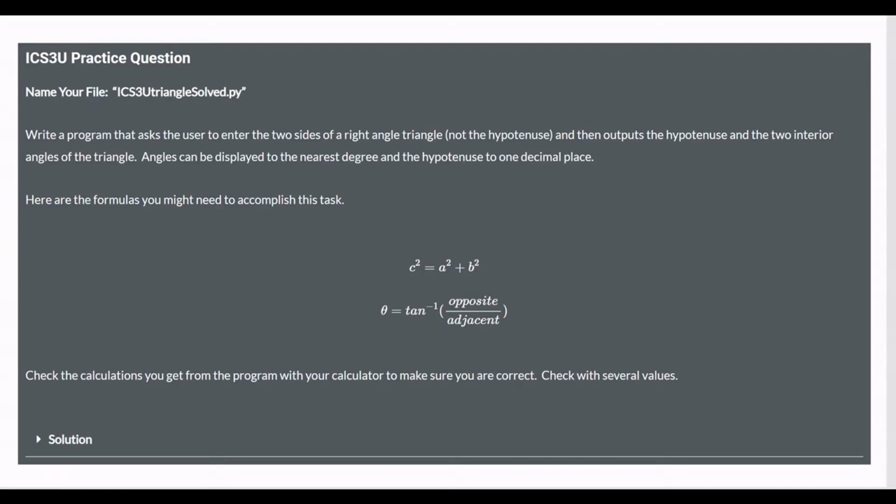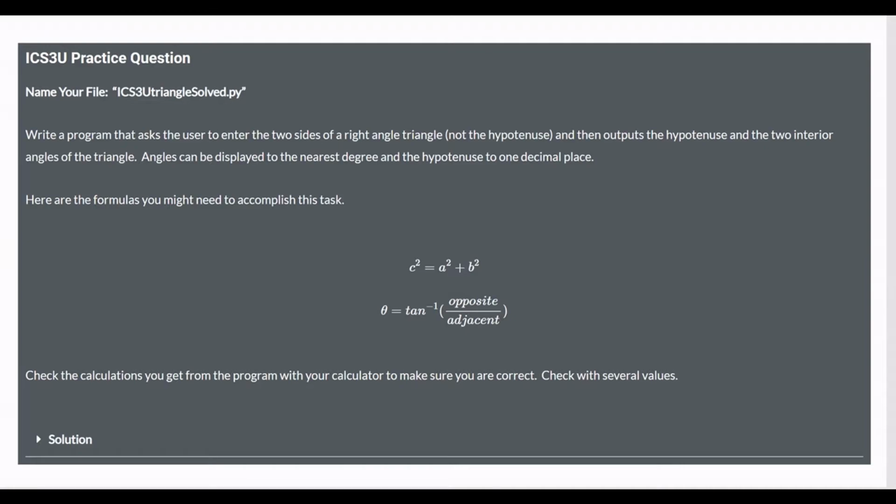Okay, so in this video we are looking at a problem involving a right-angled triangle. It's asking us to get the two non-hypotenuse sides of the triangle as input from the keyboard, and then it wants to display the value of the hypotenuse and the two angles that are in the triangle.